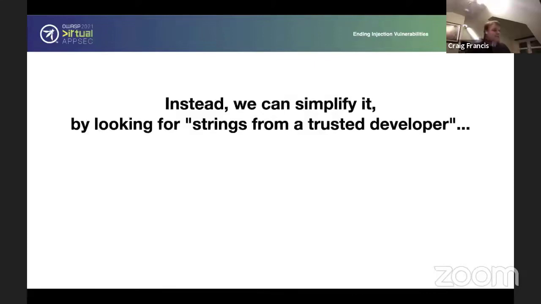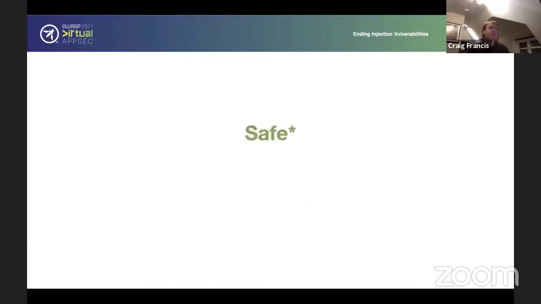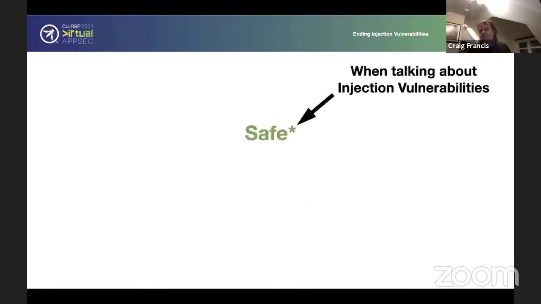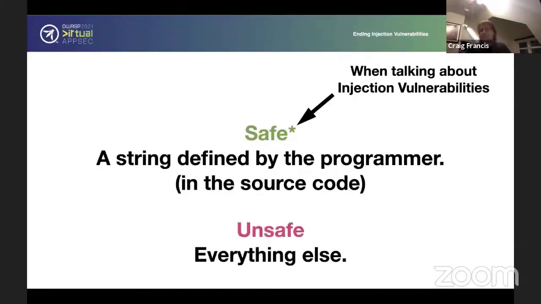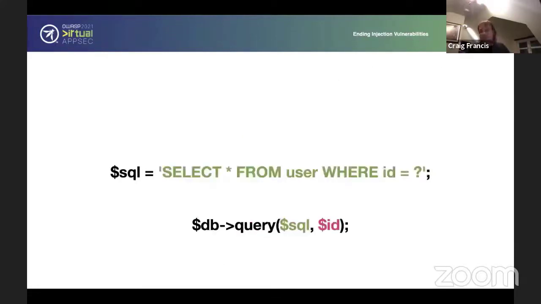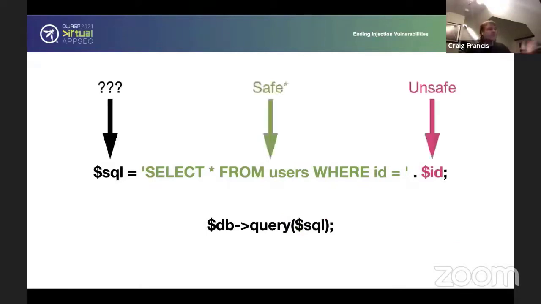So instead, we can simplify it by looking for strings from a trusted developer and not handle any escaping. Or in short, safe versus unsafe. Safe, when talking about injection vulnerabilities, and that is kind of important, is a string defined by a programmer, as in the source code, and everything else is considered unsafe. So we go back to our prepared parameterized query, and that is safe. The ID is unsafe, but they're provided separately, so it's good. Everyone's happy.